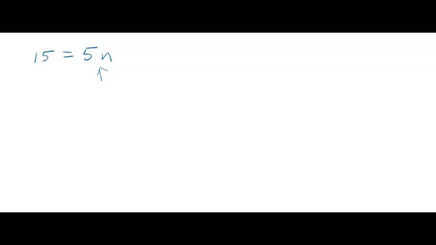So I have 5 times n. So I need to undo multiplication by 5 by dividing by 5. So I divide this side by 5, and that will give me n by itself. But I also have to divide this side by 5, and this is how you show your work. I do not want to see just an answer. I want to see this work. Okay, so 3 equals n.